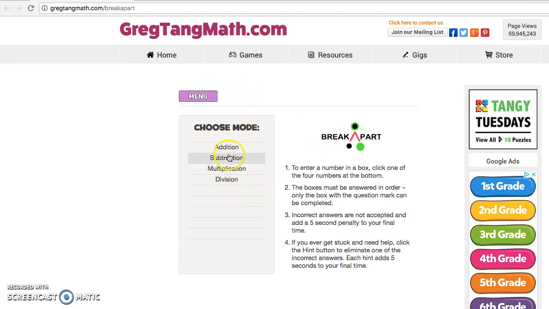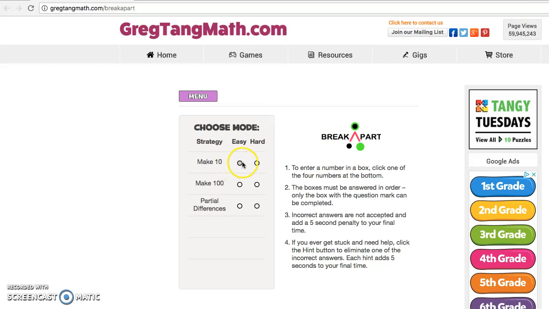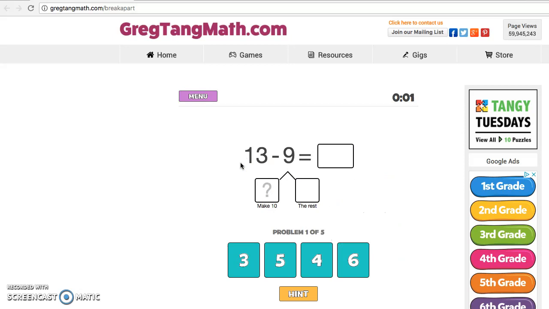The next one I'm going to choose is subtraction. I'm going to choose the make 10 easy because, like I said before, this is for my second grade classroom. What we're going to do here is a subtraction fact. 13 minus 9 equals, so we need to figure out 13 minus what number will be 10. So 13 minus 3, and now we have 13 minus 3 equals 10.